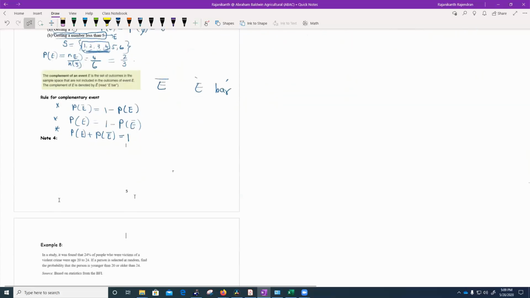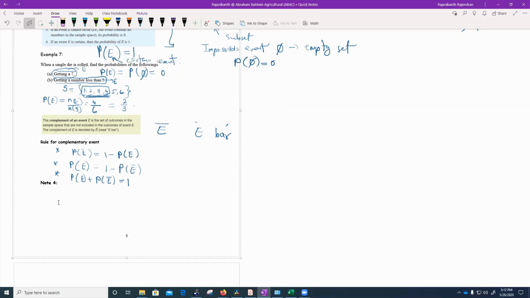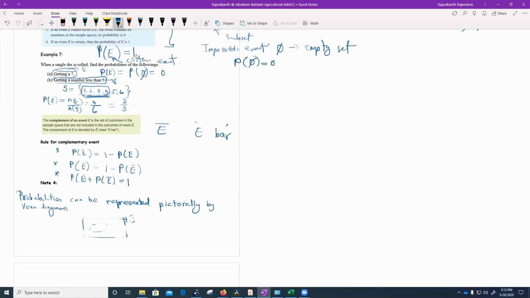The next note: the probabilities can be represented pictorially or by using a diagram. So let me explain that. The diagram is a box, and this box denotes my sample space. The collection of all the outcomes will be inside this box. Suppose my event is here. Remember, as I said earlier, event E is always going to be inside your sample space. The sample space is kind of the big guy. So this is my event.